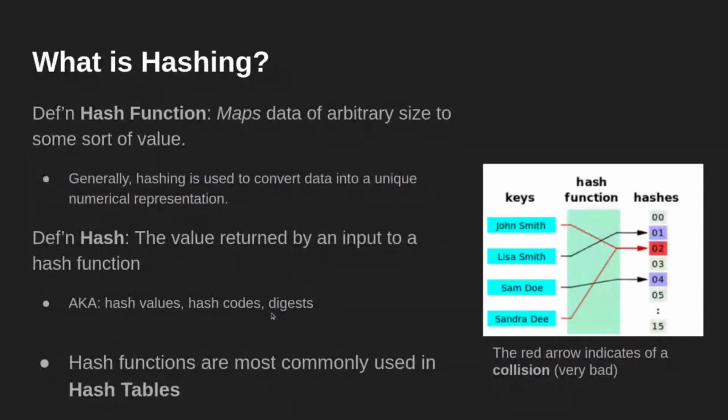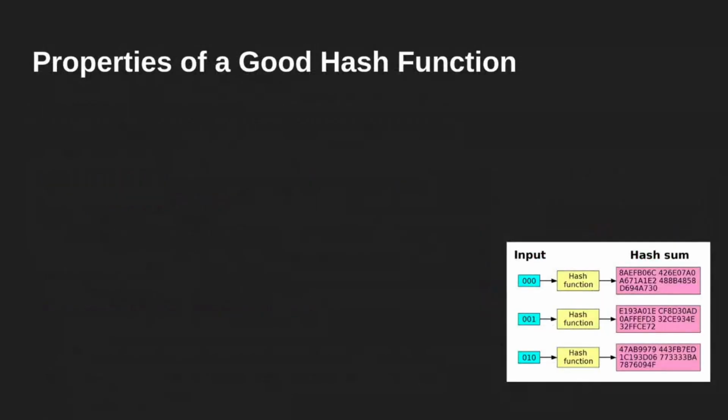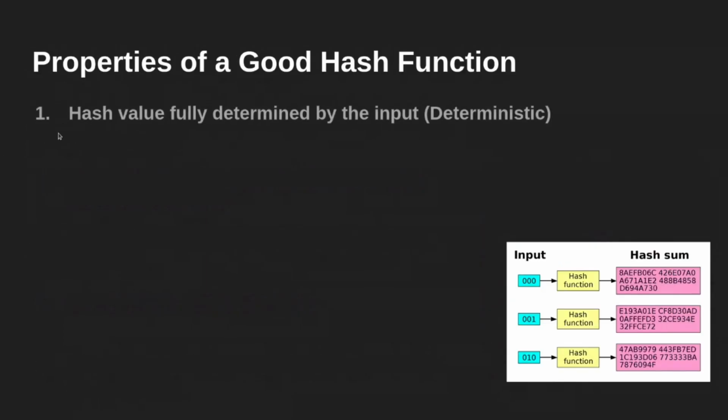Hash functions are most commonly used in hash tables, and you might see those a lot in CCC and stuff. So I'm going to go through a couple of properties of a good hash function. One, a hash value is fully determined by the input. That means it's deterministic. It's not random, and it doesn't change every time you put in the same input. Ideally, the entire input is considered. So if you had John Smith, it wouldn't just look at the first and last letters. It would look at every letter.